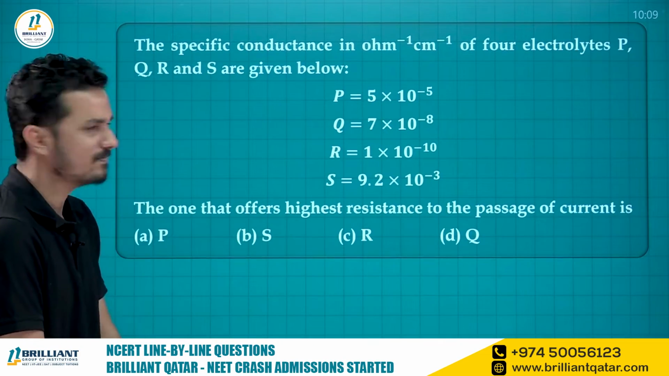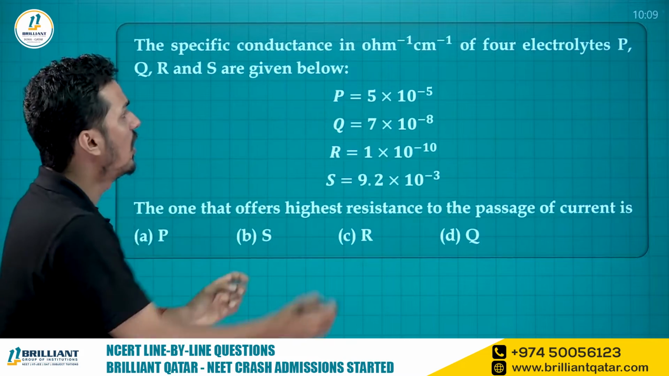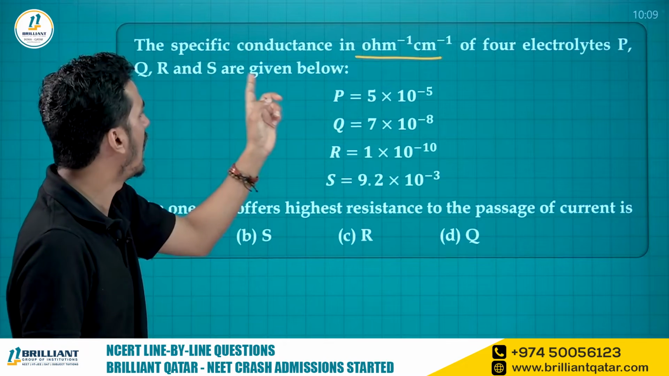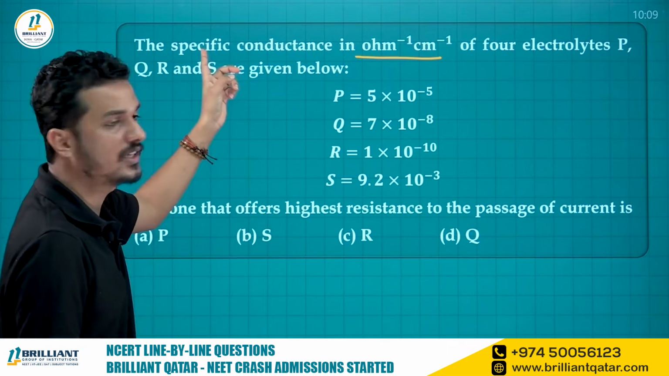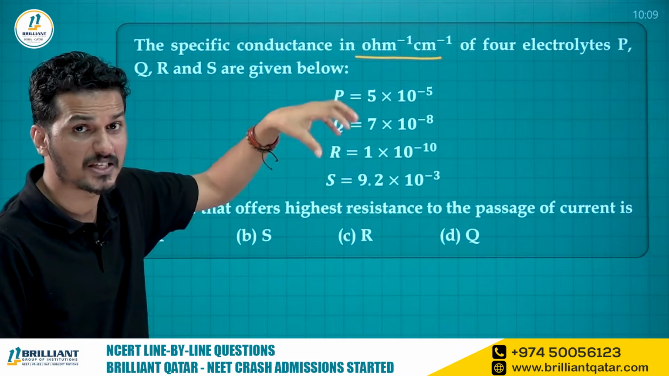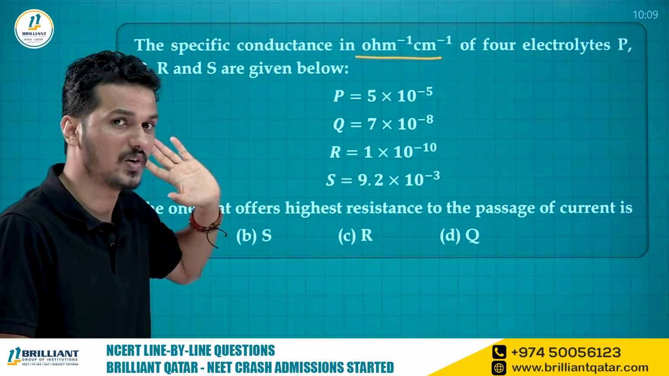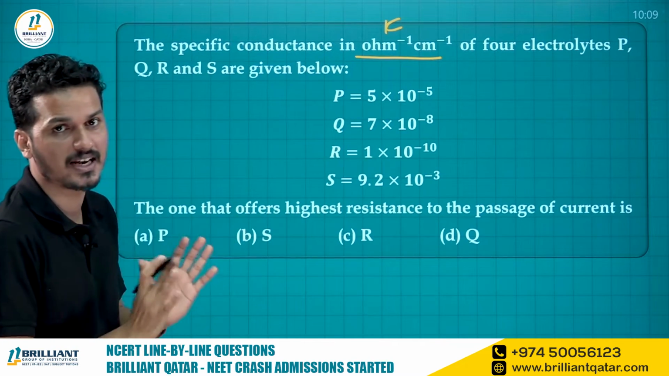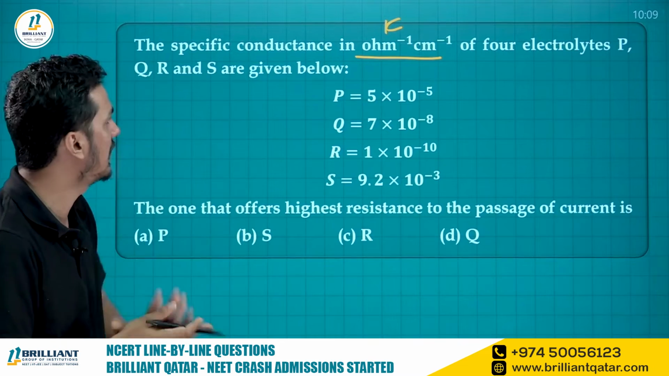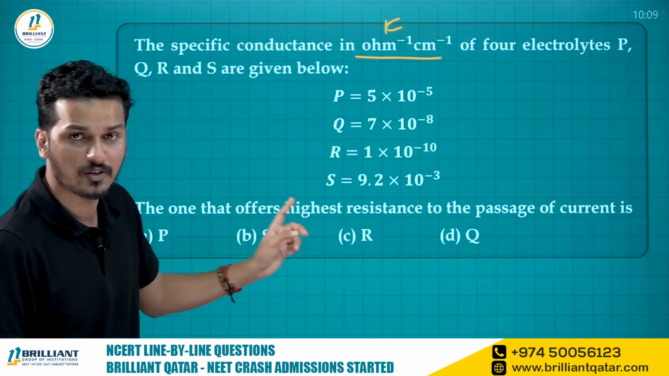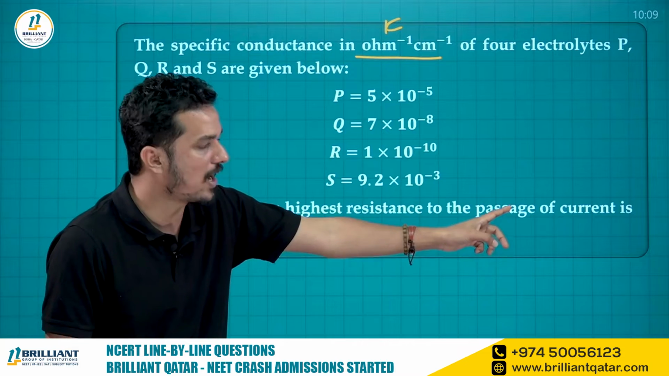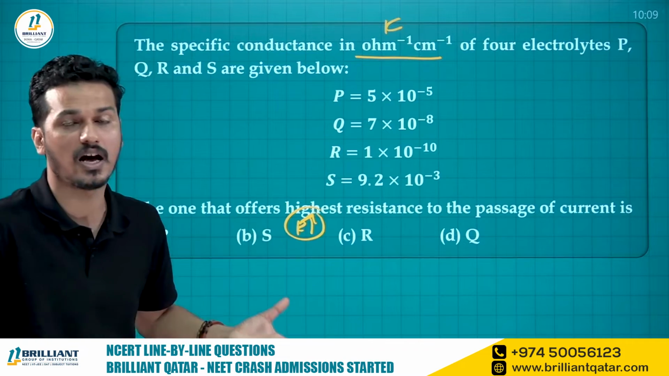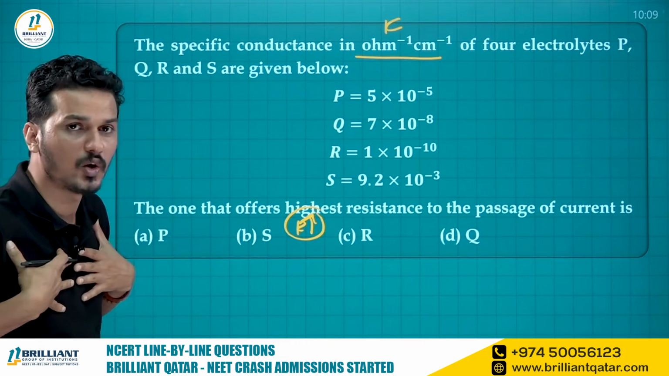What's the question, guys? The specific conductance in ohm inverse centimeter inverse of 4 electrolytes P, Q, R, S are given below. They are giving specific conductance. Specific conductance means what? That is kappa. For each electrolyte they are giving it. Then the question is the one that offers highest resistance to the passage of current is. Which one has highest resistance? Resistance I am representing as R. That's the question.